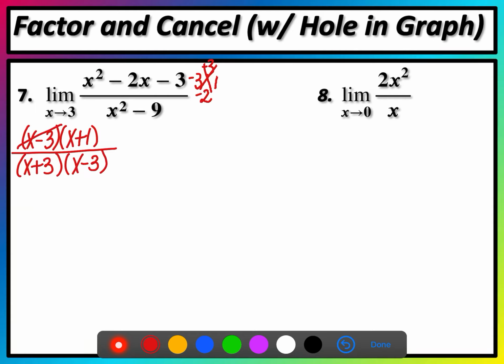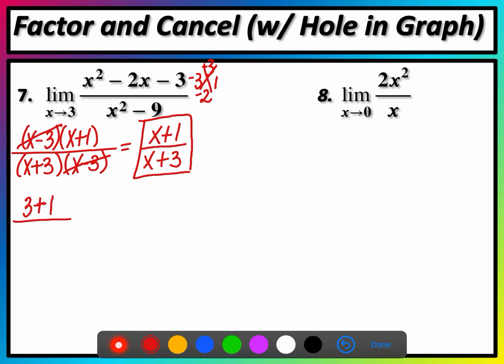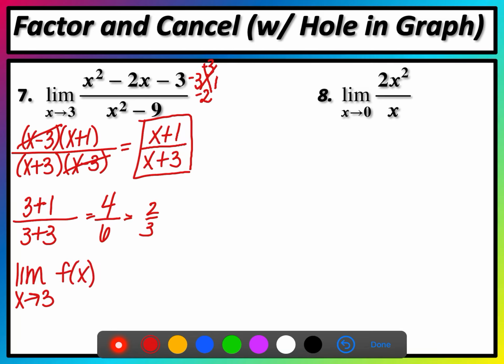All right, so I'm factoring and getting a simplified function here. And then I can do direct substitution. So my limit as x approaches 3 equals 2/3.